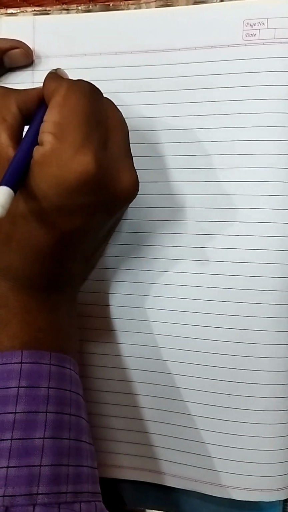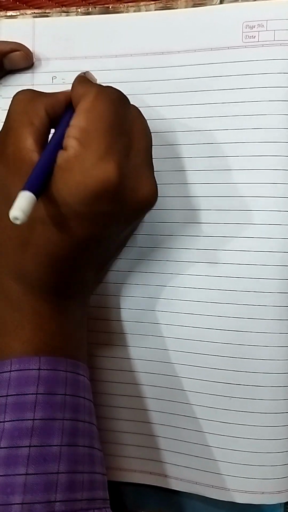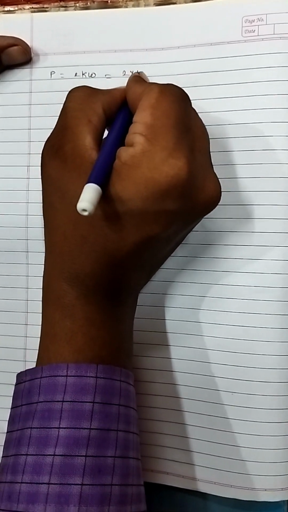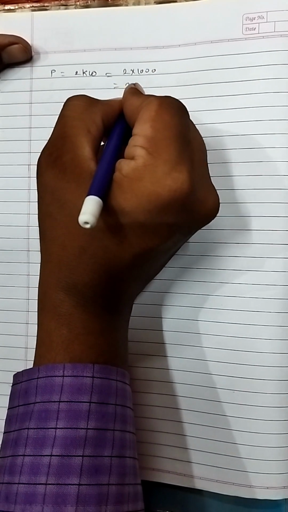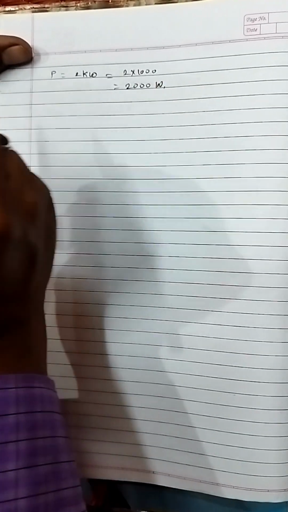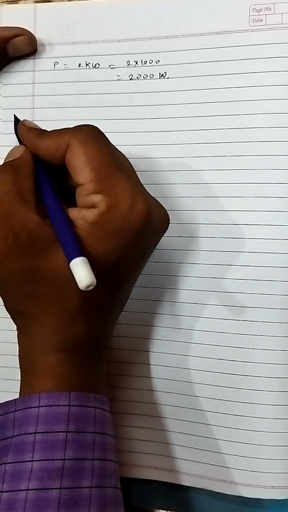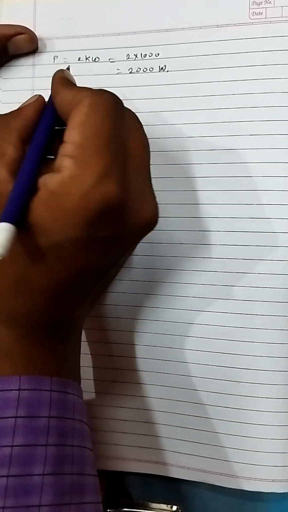So what is given? One second, we'll read the problem, then we'll get it. An electric pump has 2 kilowatt power. So power is given to you, 2 kilowatt. Now students, 1 kilowatt is equal to 1000 watt, so we'll get 2000 watt. Okay. Then what is next? How much water will the pump lift every minute to a height of 10 meters.